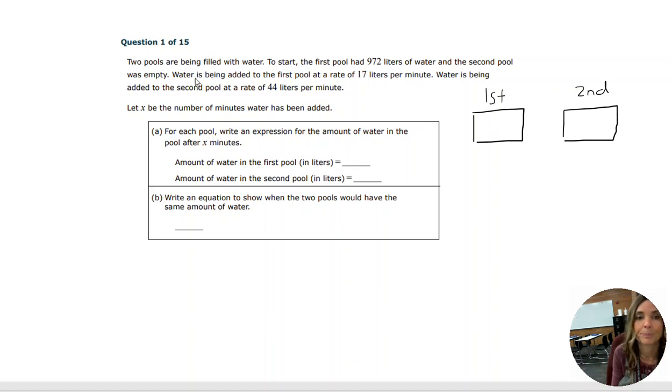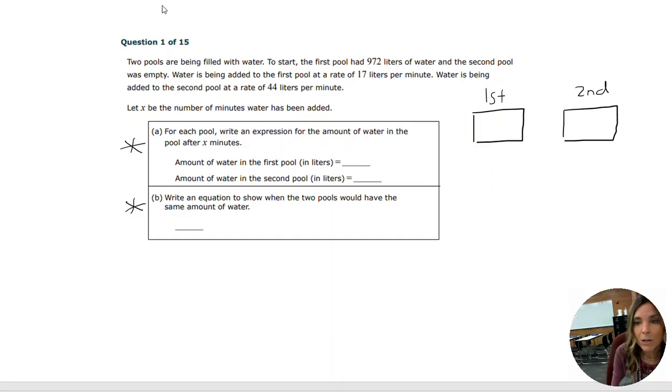So the tasks that I'm being asked to accomplish are, I want to write an expression for the amount of water in the first pool using the given information, and I want to write an expression for the amount of water in the second pool using the given information, and then I'm going to take those 2 expressions and write an equation to show when the 2 pools would have the same amount of water.